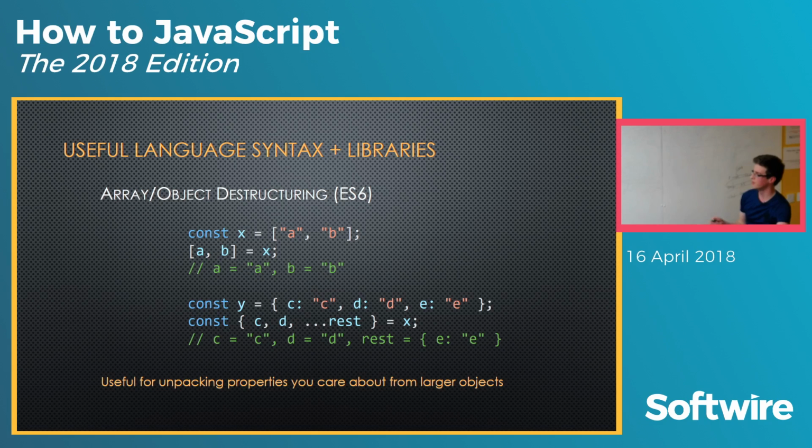Cool. You can also do this in reverse. So you can do array and object destructuring. Say you have an array, you want to get out the first and second value, you can do that. If you have an object, you can also get out those values. It's not quite as useful, but it can be useful sometimes.